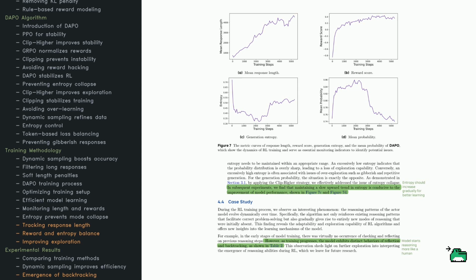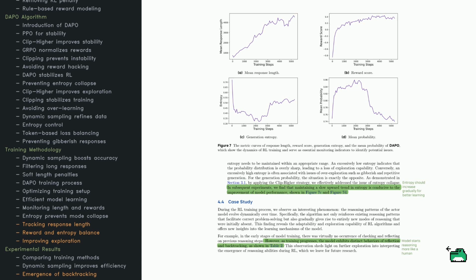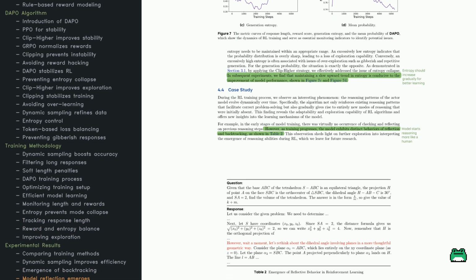What does that mean for the model's reasoning? Over time, it starts revisiting earlier steps, backtracking, and refining its logic. Early versions might not do this. It's a sign that RL is shaping how the model thinks, not just which final answers it produces.